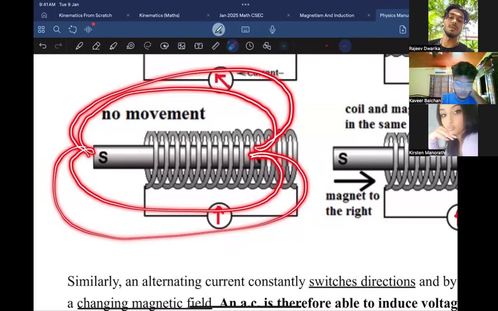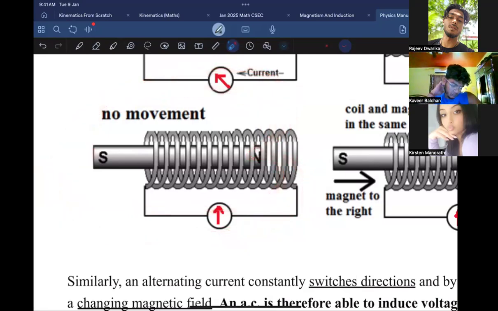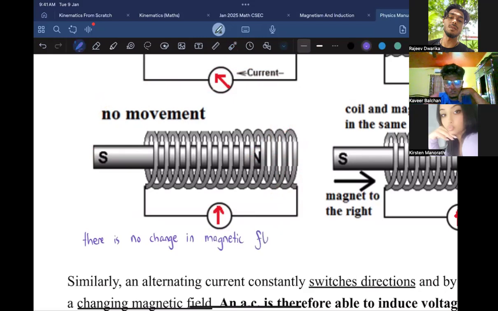If I have the magnet stationary, there's no change in the magnetic flux. So in this diagram, I write it down: there is no change in the magnetic flux. And Justin, why is there no change in magnetic flux? Because there's no movement being applied. Exactly, it's not moving.